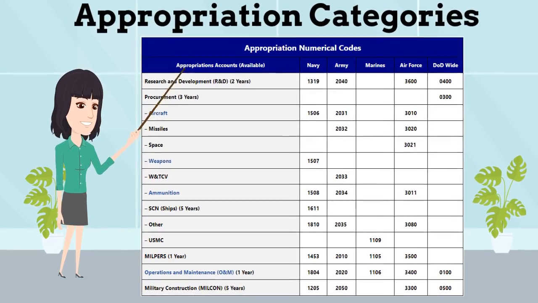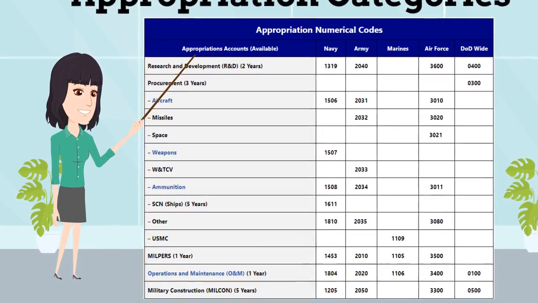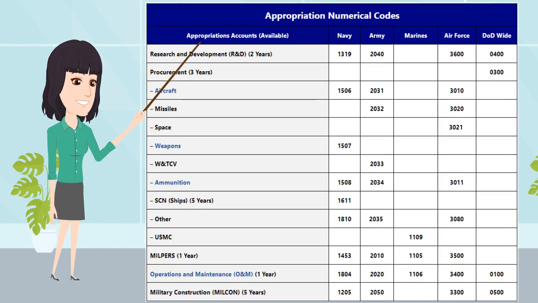Each appropriation category has a corresponding appropriation account according to their military branch. The appropriation accounts are the specific designation of federal government funds as contained in an Appropriations Act passed by Congress and signed into law by the President. Each account has a unique 4-digit code. The chart you see here lists all the appropriation categories and their corresponding account code.